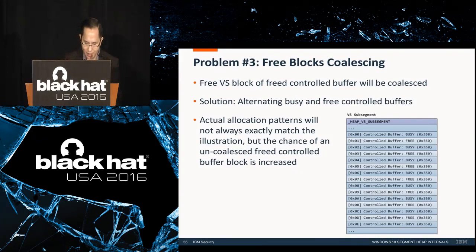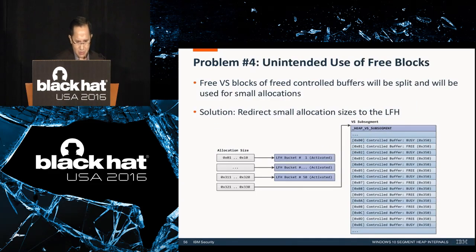And then finally, there's another problem to be solved. Before the PostScript open stack is allocated in one of these free control buffers, these free blocks may be used for a small allocation request, and they may be split, therefore further reducing the reliability of the arbitrary write. Now, to solve that final problem, we just need to activate the LFH bucket for these smaller allocation sizes. So instead of the VS allocation component servicing them, the LFH component will handle the allocation requests, therefore protecting the free blocks from unintended use.